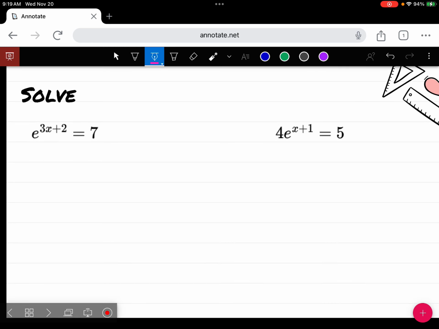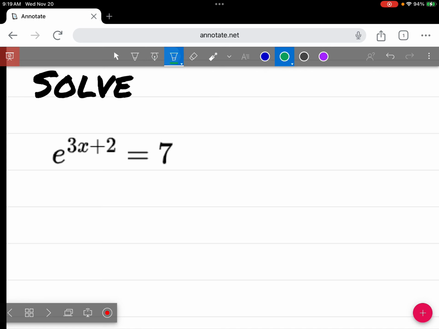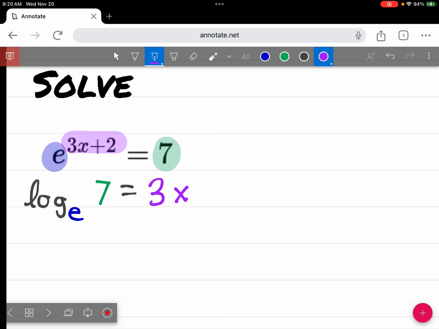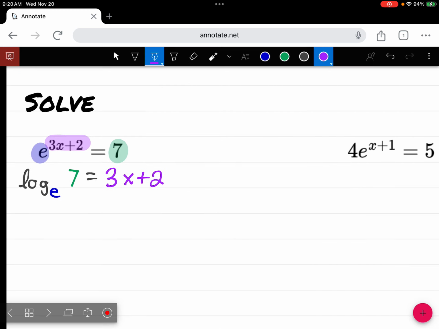We're going to put it in log form, which will do exactly that. So I'm going to switch this from my base-power argument form and put it in our log form. This is going to become log base e of 7 equals our power, our 3x plus 2.